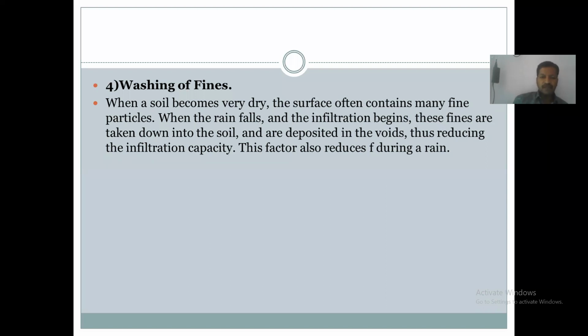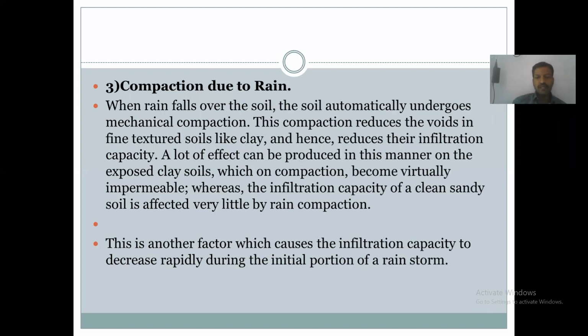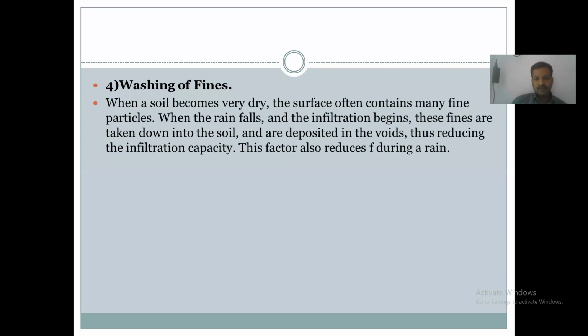So now, first, compaction due to rainfall: what happens? Compaction of the soil particles. So the fourth one is washing of the fines. At the top layer of the soil surface during rainfall, when the rain falls on the ground, the infiltration begins.